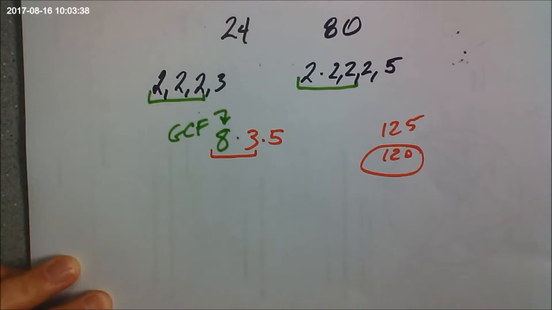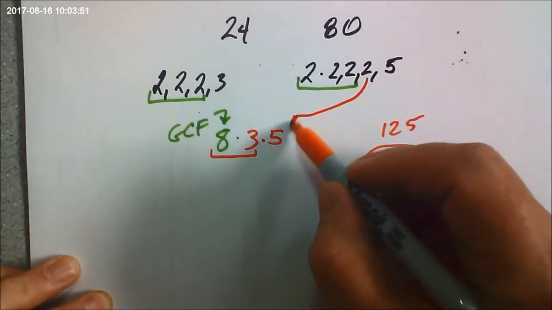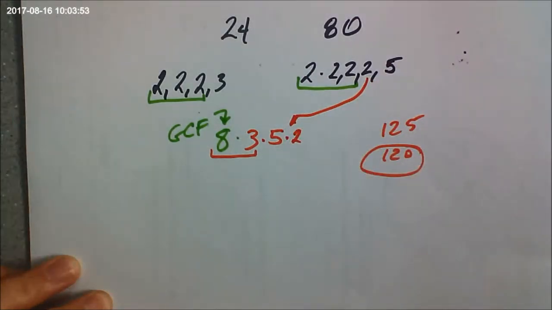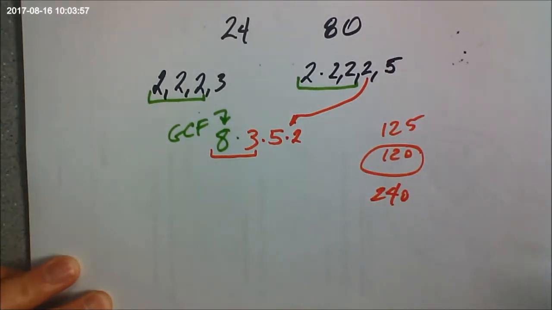No, but that's not right. That's not the lowest common multiple? Oh. You see what I forgot? That's embarrassing. Oh. So 240. Man. Do you think I would have figured it out if I wrote that down? Do you think I would have found out that I made a mistake?